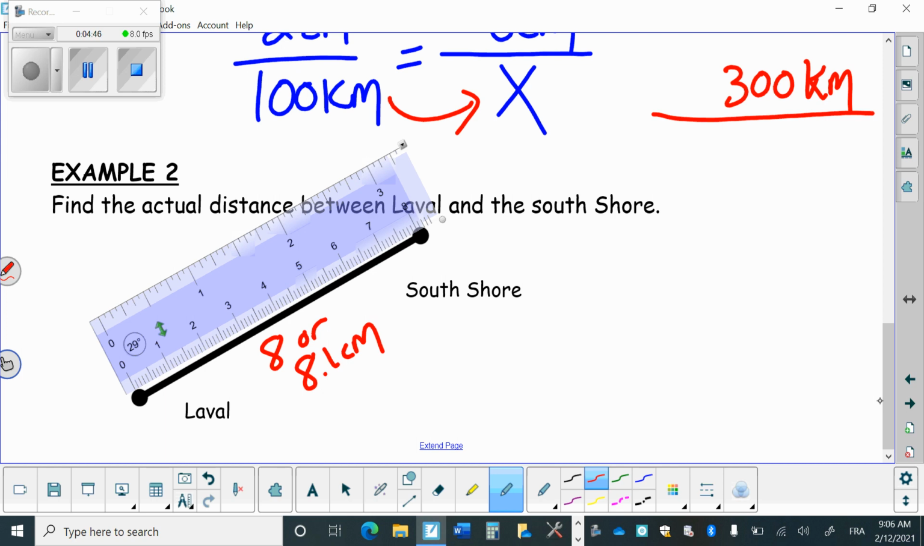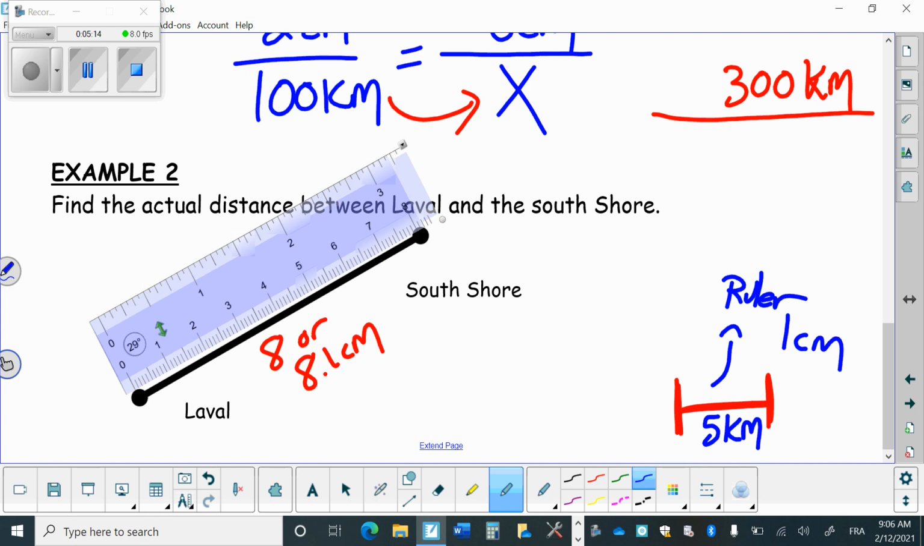Now somewhere else on your paper, I can't remember where it's placed, but you should have a little line somewhere on your paper. You need to measure that also, because they're telling you that this is representing 5 kilometers. When you measure this with your ruler, it's giving you very close to a perfect 1 centimeter. There's your ratio. So I'm going to go 1 centimeter to 5 kilometers.